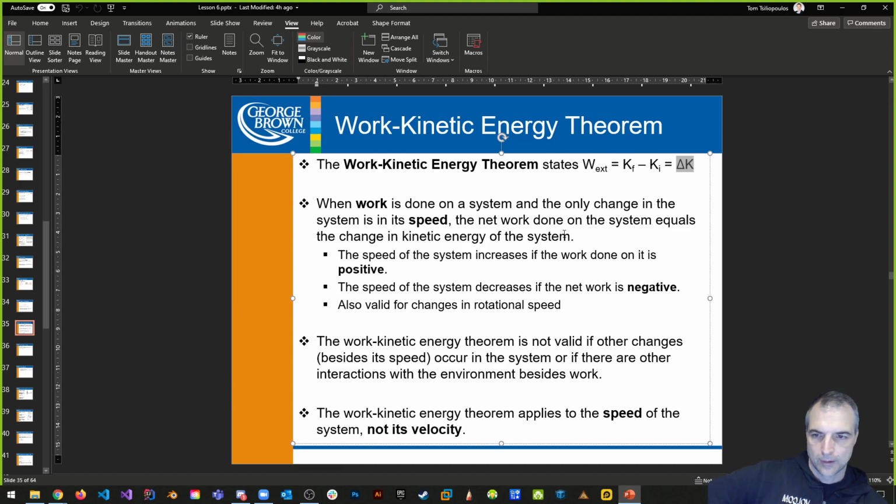So work is equal to the change in kinetic energy if the only thing that's changed is the speed. The speed of the system increases if the work done on it is positive. The speed decreases if the net work is negative. This is also valid for changes in rotational speed, that we talked about last week. The work kinetic energy theorem is not valid if other changes besides speed occur. That's an important thing to note. It applies to the speed of the system, not its velocity. So we don't care about displacement in this case. We care about speed, distance change over time.